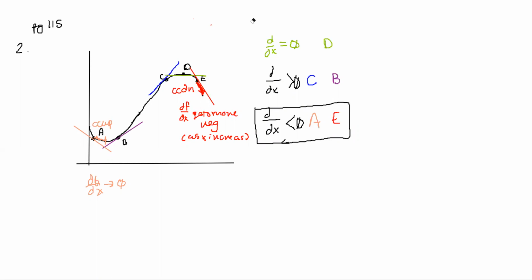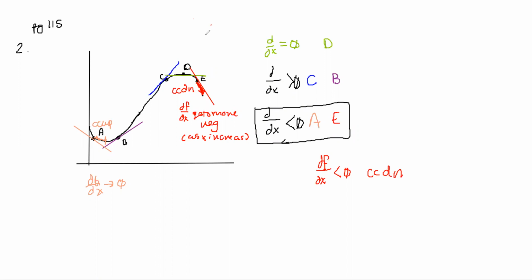Okay. So which of these points has a second derivative that is negative? E. Yeah. So we know that when df/dx is less than 0, we have something that is concave down.